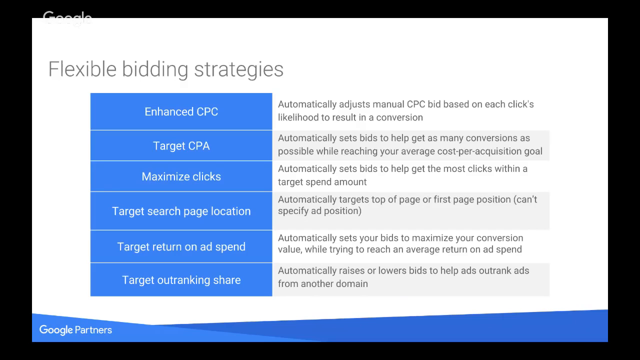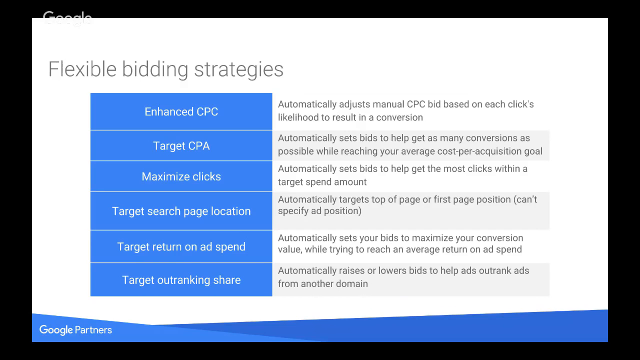Maximize clicks helps you bring more clicks towards your business, which is advisable for something like a branding campaign where you'd like to get the word out about your business and tell people that you're there and you're available for them. Target search page location allows you to position your ads towards the top half of the search results, while target return on ad spend helps you maximize your conversion value while giving you a particular return on ad spend that you've already defined within the AdWords system.